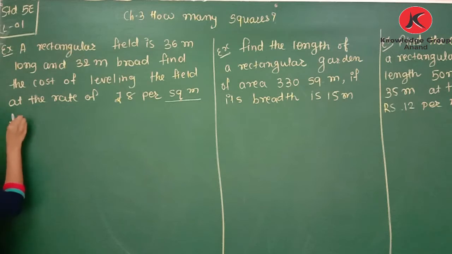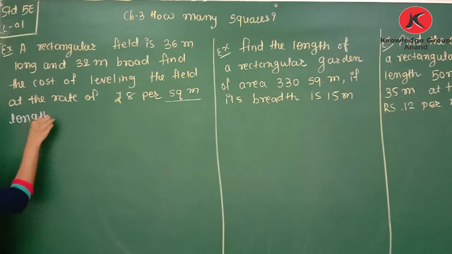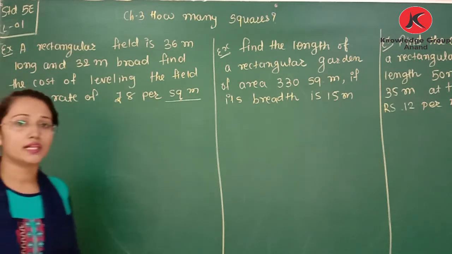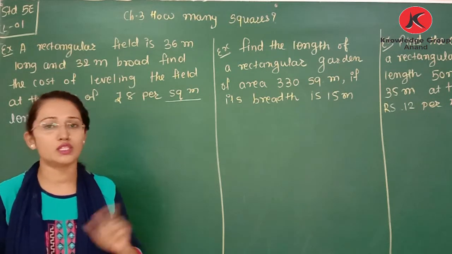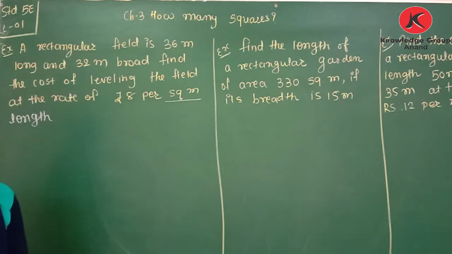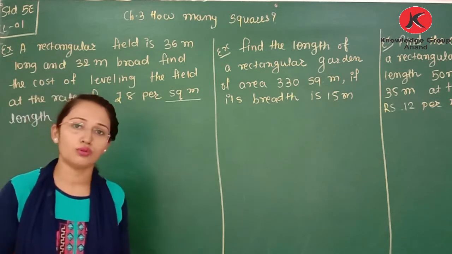So here, for any example, first you have to decide what we need to find. Is it area or perimeter? Is it a square or a rectangle? And whatever your answer is, you need to write that equation.